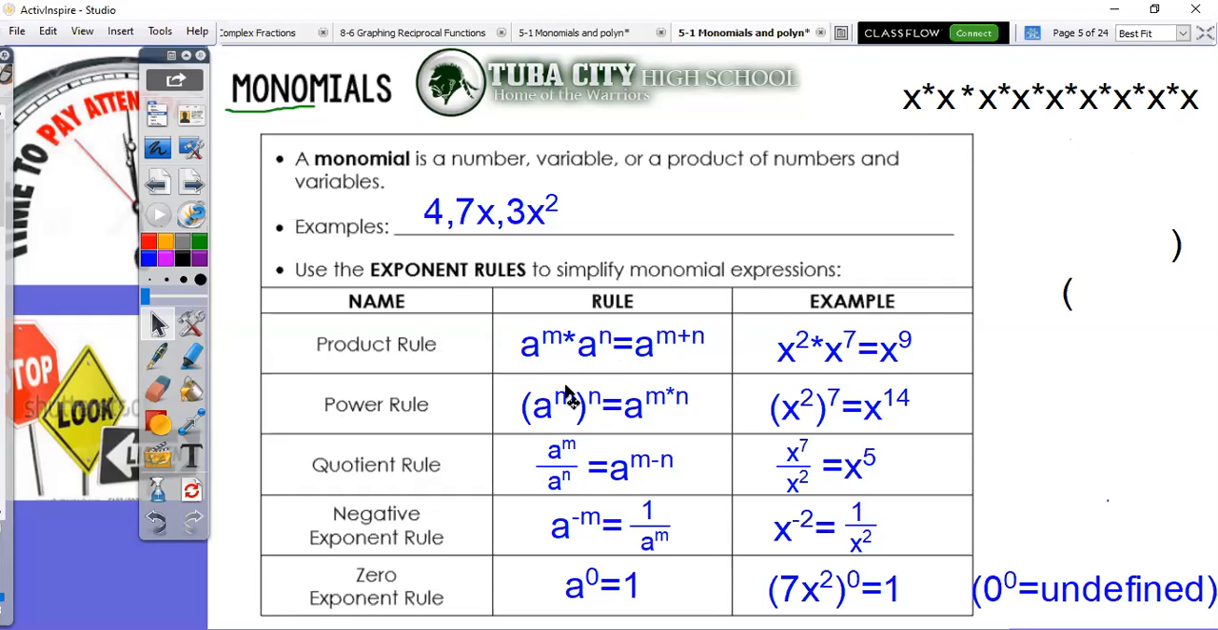When you have a power to a power, there's only one base here. There's no other a, because if there was another a, then we'd be multiplying bases. But in this case, again, we're taking this power and raising it to another power. When that happens, you multiply the powers.